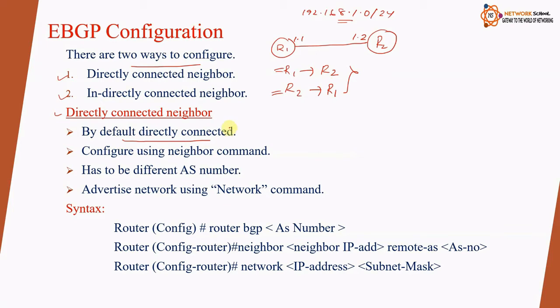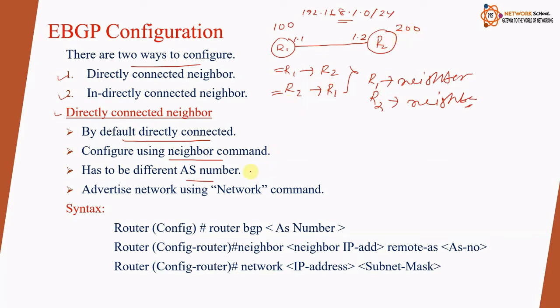And how can we configure the neighborship? We just need to use the neighbor command. We go to R1 and use the neighbor command, and in the same way we go to R2 and use the neighbor command to establish the neighborship. Since we are using EBGP, these two should be in different ASes. So let's say for R1 the AS number is 100, and for R2 the AS number is 200.